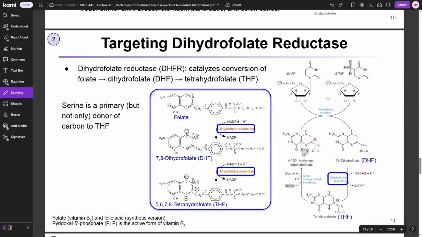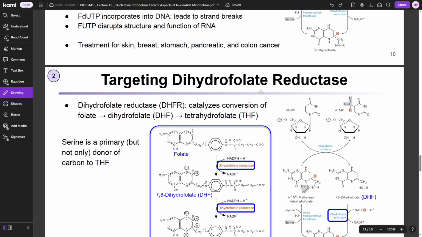Alright, dihydrofolate reductase. Dihydrofolate reductase is another thing that you could target. Remember that dihydrofolate reductase is important because we use it to make THF, right? And THF is used to add this methyl group onto uracil to make thymine. Yeah, it's very important in that regard. If you don't have it, you can't make thymine.